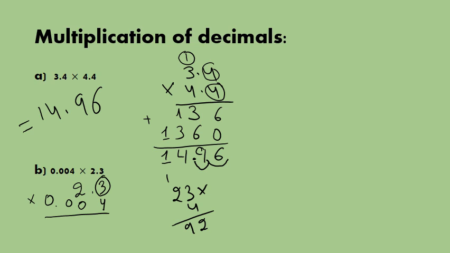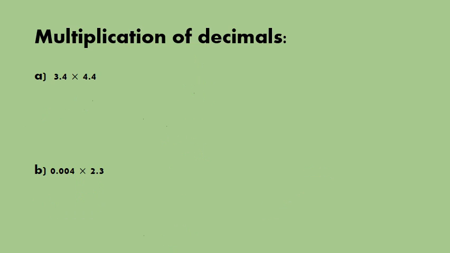Then, how many decimal places do we have? 1, 2, 3, and 4. So we move the decimal point 1, 2, 3, 4. It will be here. We fill the empty places with zeros. So the answer will be 0.0092.